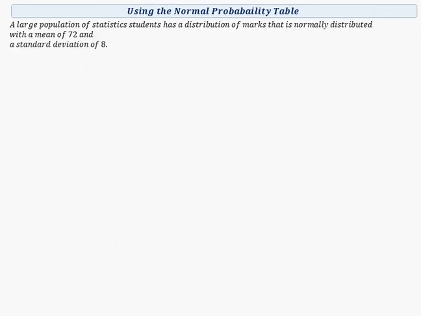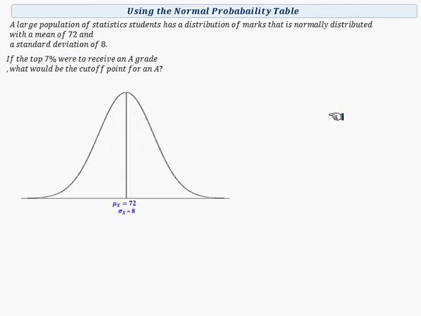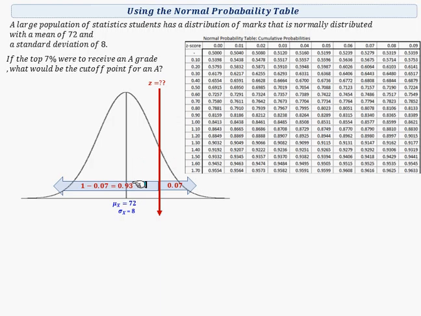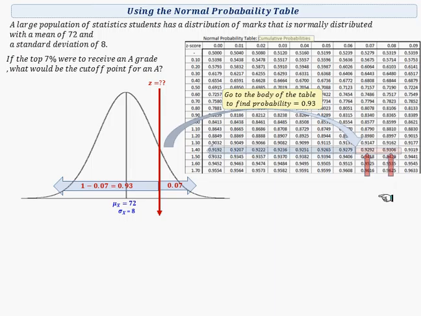Now we're going to look at the case where the top 7% receive an A grade, and of course we have here the area to the right of this red line is 7%. Translating this, we look at the area on the left simply because of the way the table is set up. We look up 0.93. And again, these are cumulative probabilities. And we find that 0.93, again, is sandwiched between these two numbers, between 1.47 and 1.48. Now we're going to do what's called interpolation.